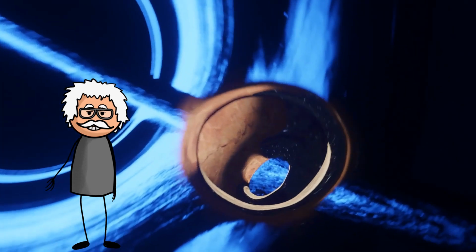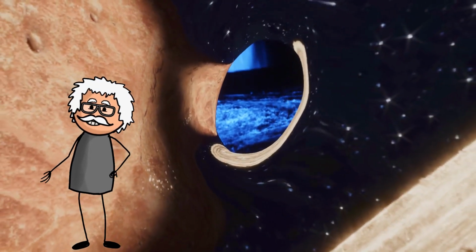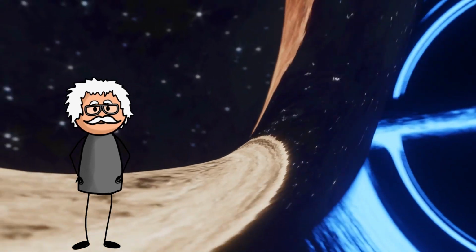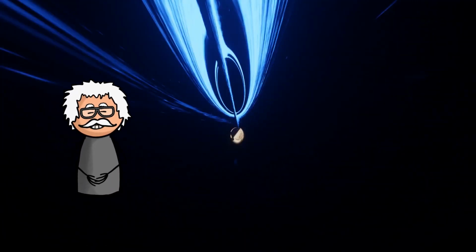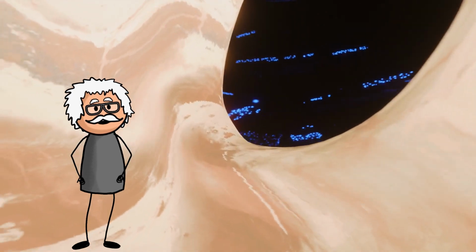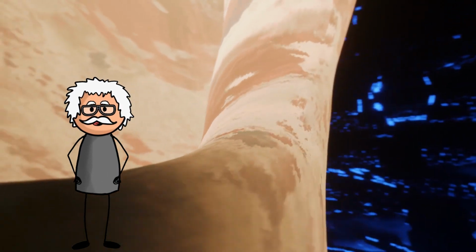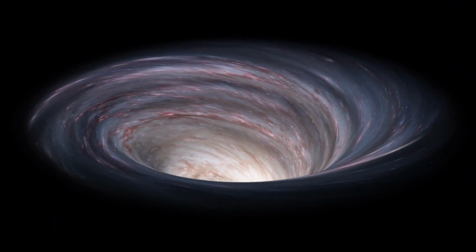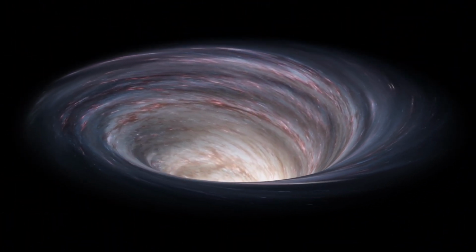There are several equations that describe wormholes. One of them, Einstein's equation, looks like this. The problem with wormholes is that their stability requires exotic matter with negative energy, which currently remains just a theoretical concept. Another interesting aspect is closed time-like curves.